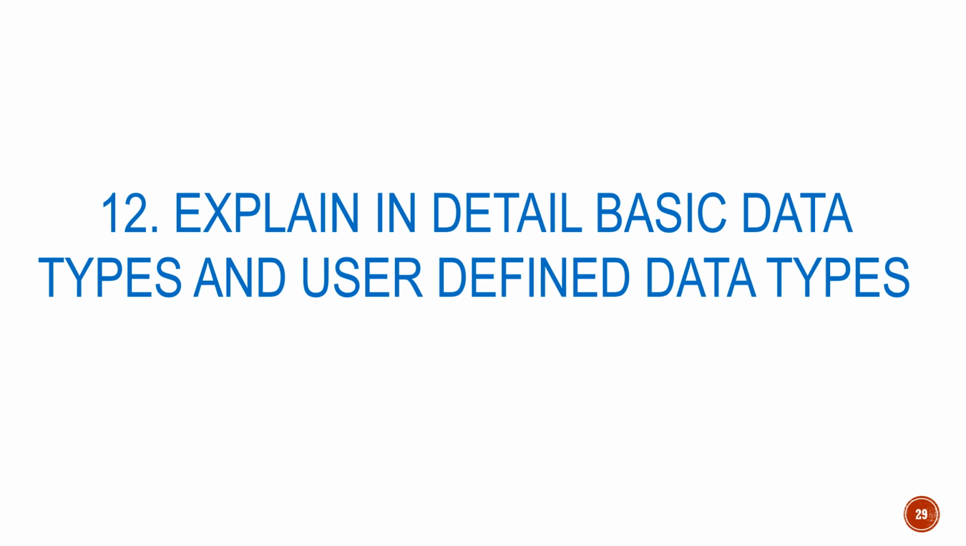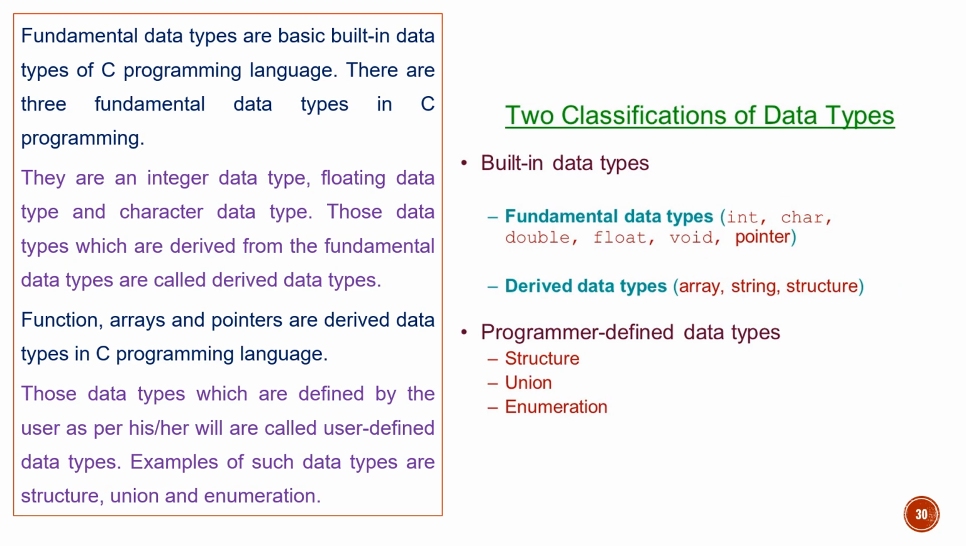Explain in detail basic data types and user-defined data types. This is our question number 12. The basic data types are fundamental data types and derived data types. Under fundamental data types, we have integer, character, double, float, void, and pointer. Under derived data types, we have array, string, and structures. In the next classification, programmer-defined data types, there are structures, union, and enumeration.